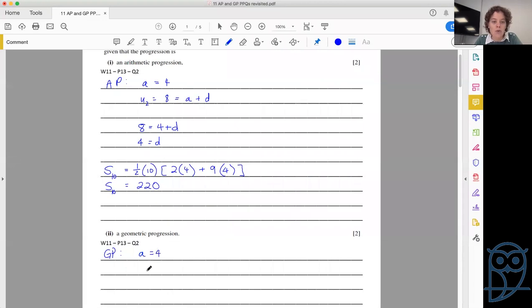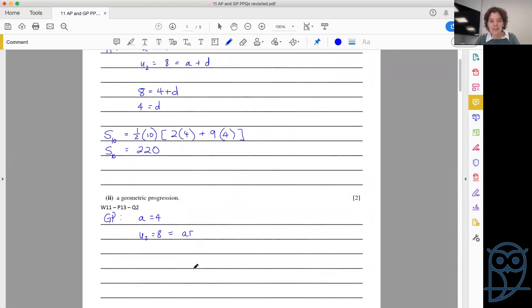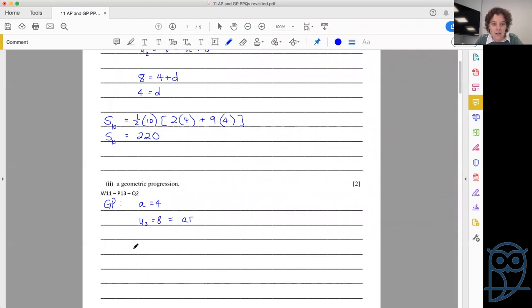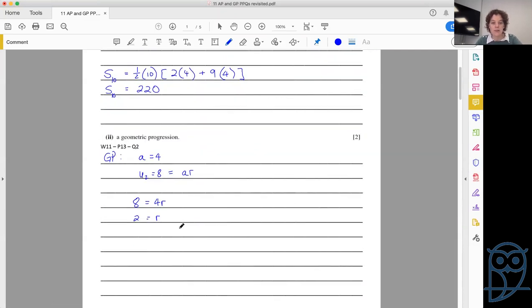A equals 4, U2 equals 8, but now this equals AR because we're dealing with a GP. AR to the N minus 1 is our nth term. So when N is 2, it's R to the 1. Funnily enough, we can follow exactly the same pattern. We know that 8 equals 4R because we have our value for A. So R equals 2. We then have to do the sum of 10 terms for a GP.